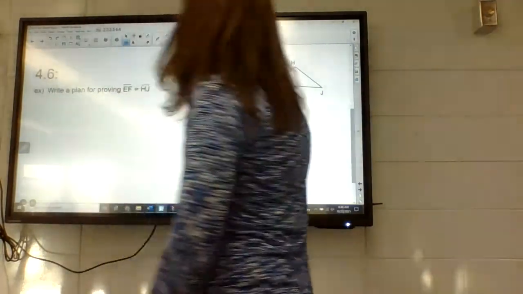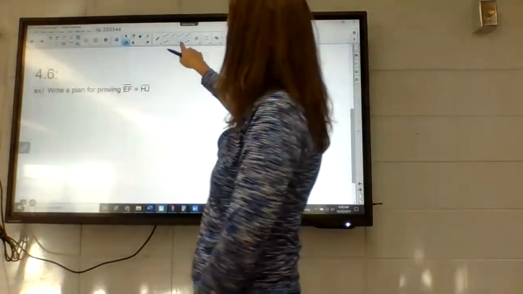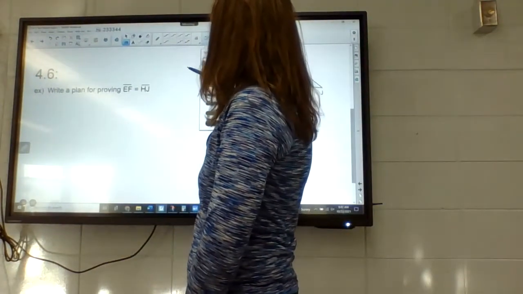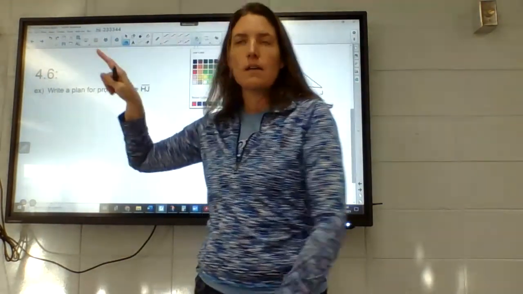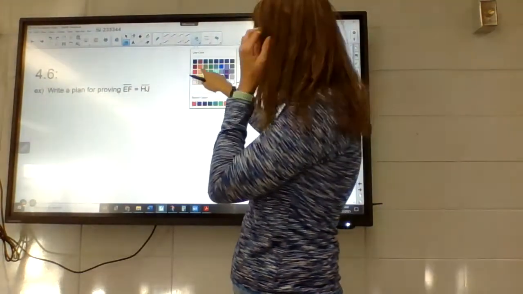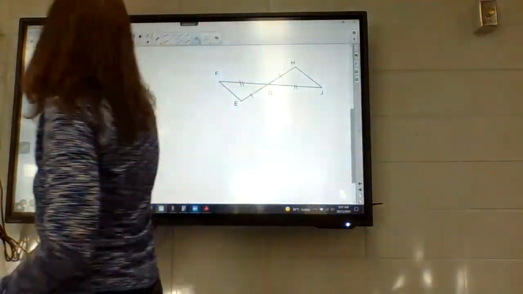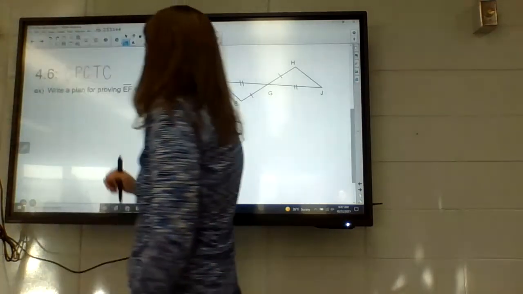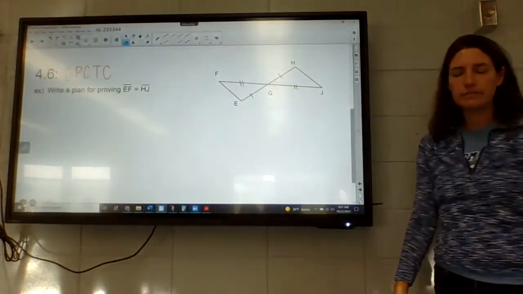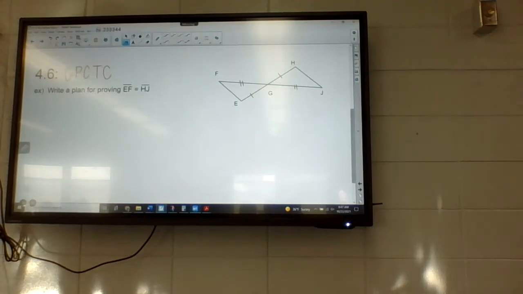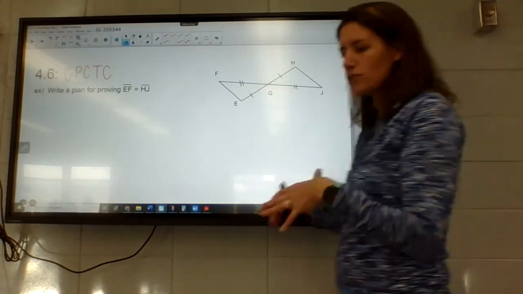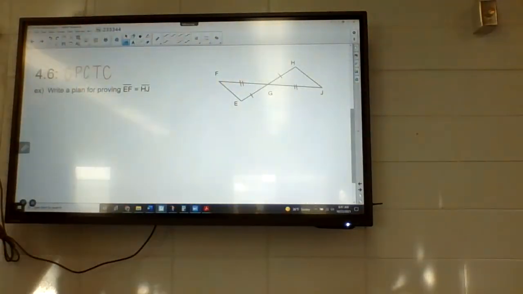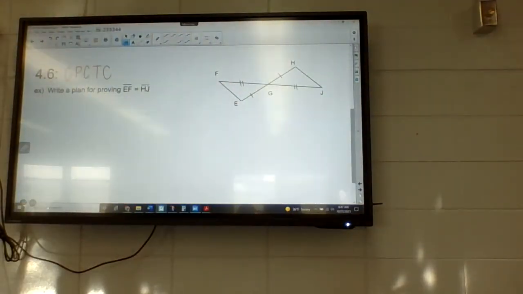In section 4.6, this is where we started talking about CPCTC. This one just says write a plan for trying to prove this. It's not actually saying you have to prove it, so we're not doing this full on. This is kind of similar to what we did in the homework that day.